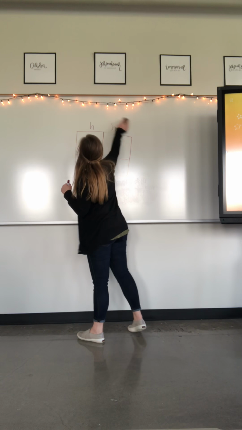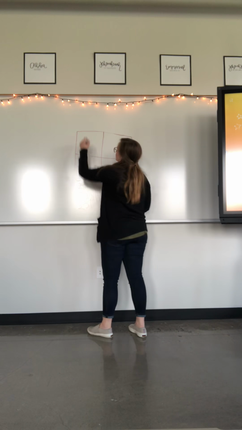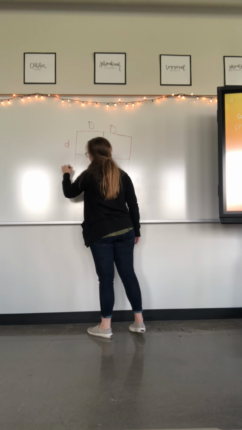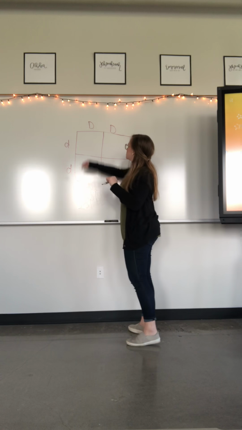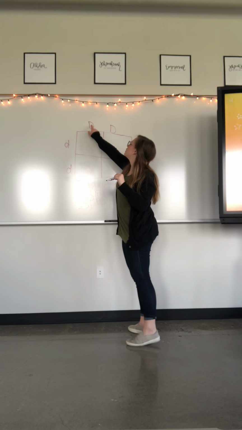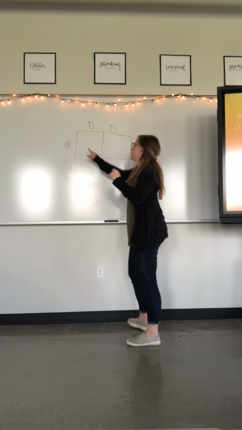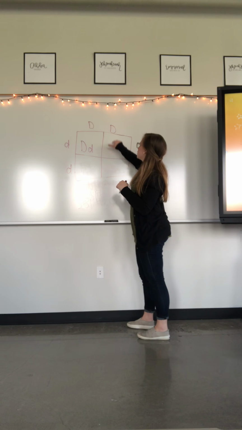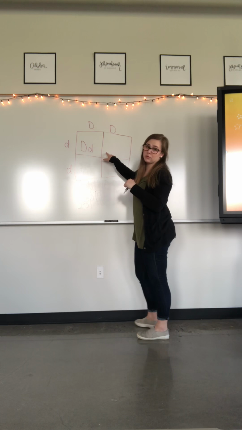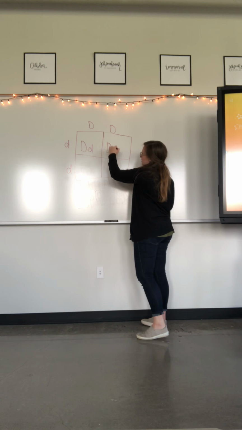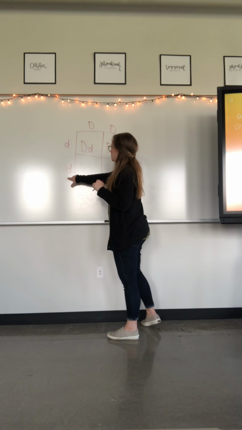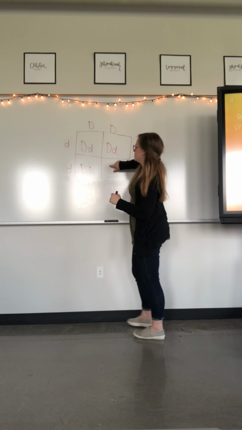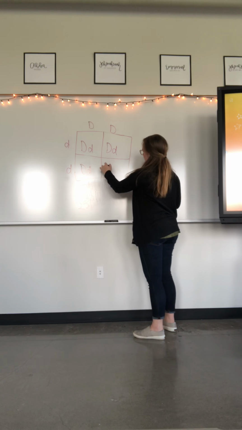So, dad is going to be on top. We said that he is homozygous dominant for dimples, and then mom is homozygous recessive for dimples. So, we are going to bring down our dominant from our dad and our recessive from our mom here to form heterozygous. Then dominant from our dad, recessive from our mom for heterozygous. Dominant from our dad, recessive from our mom for heterozygous. And then dominant from our dad and recessive from our mom for heterozygous.